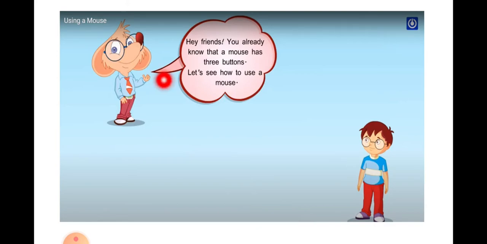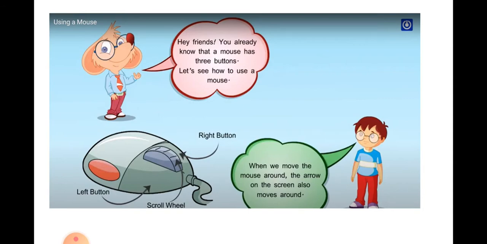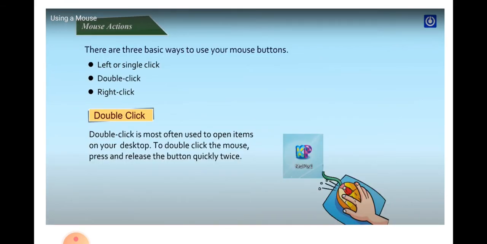Okay, and now here a person is going to teach you how we are going to use a mouse. So this is a mouse and it has 3 buttons, right? Left button, right button and a scroll button, isn't it? When we move the mouse around, the arrow on the screen also moves around. So there are 3 basic ways to use our mouse buttons.